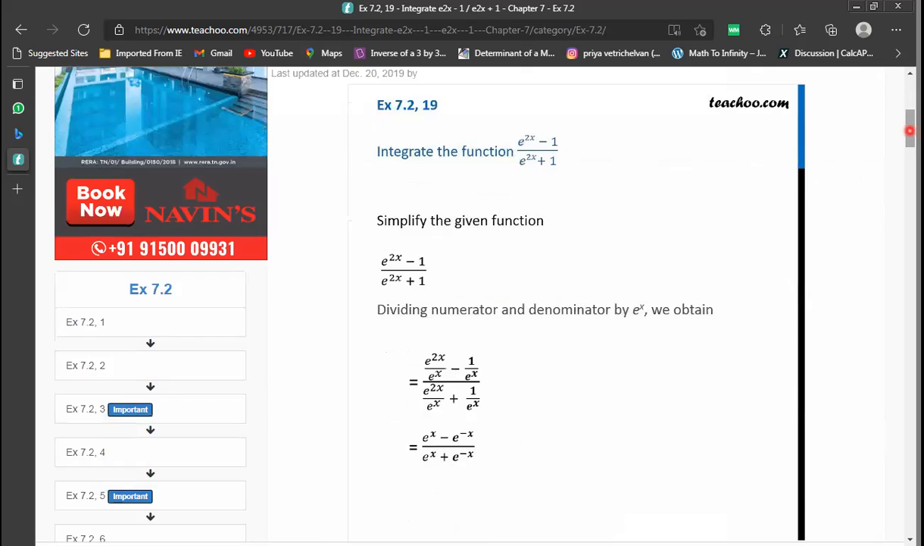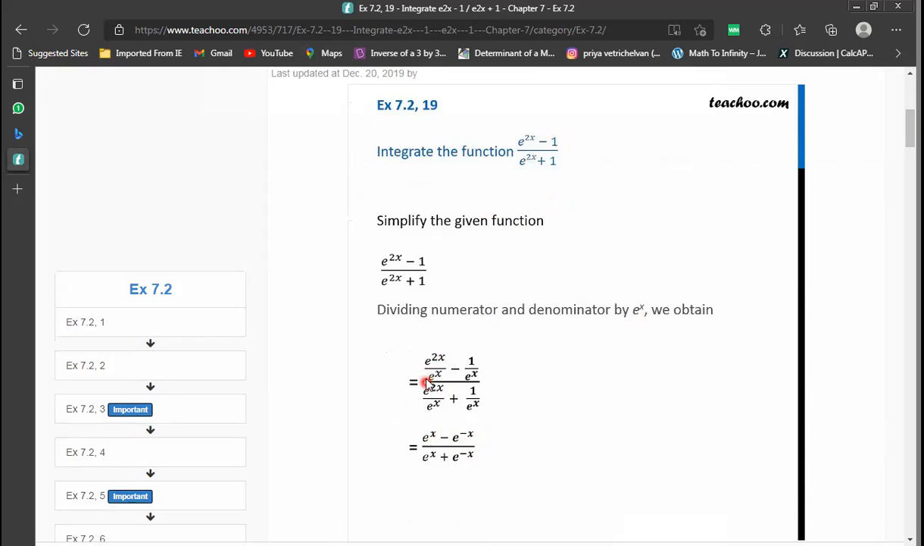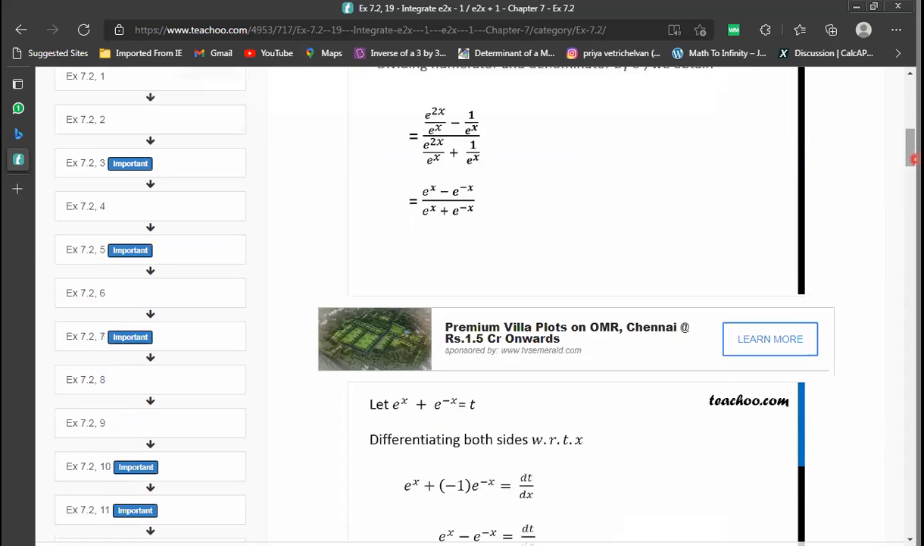Okay. So in this question, you have e power 2x minus 1 upon e power 2x plus 1. So here we are going to divide the numerator and denominator by e power x, which means you're going to divide all these 4 terms by e power x. So e power 2x upon e power x is nothing but e power x. 1 upon e power x will turn into e power minus x. And in the denominator, you do have e power 2x upon e power x, which is e power x. 1 upon e power x will turn into e power minus x.